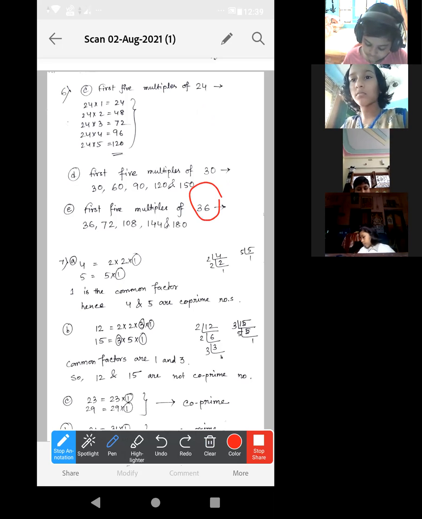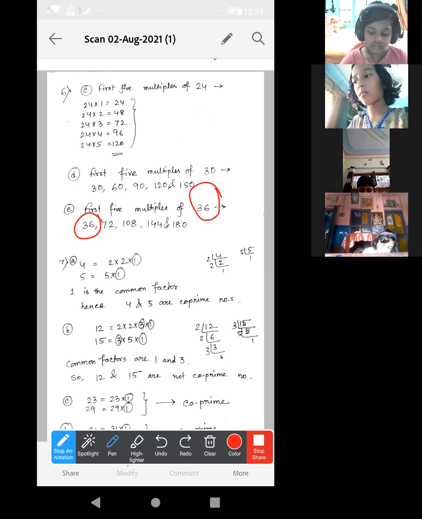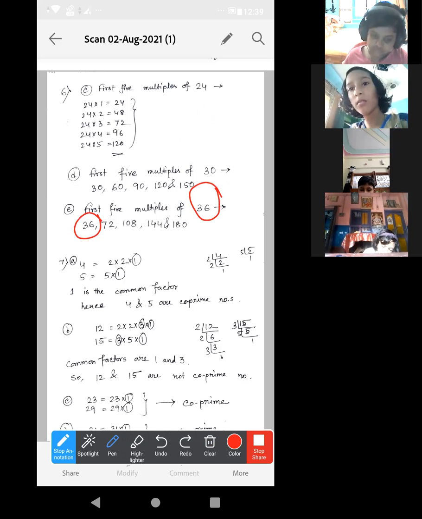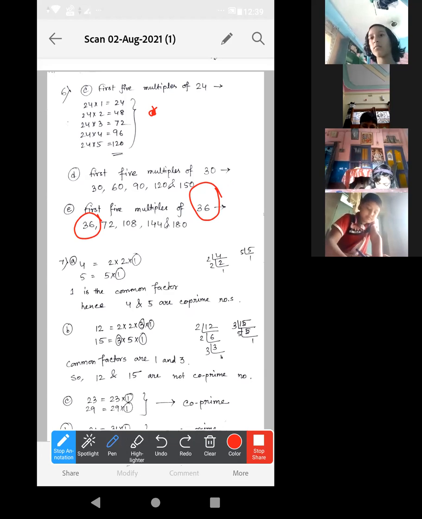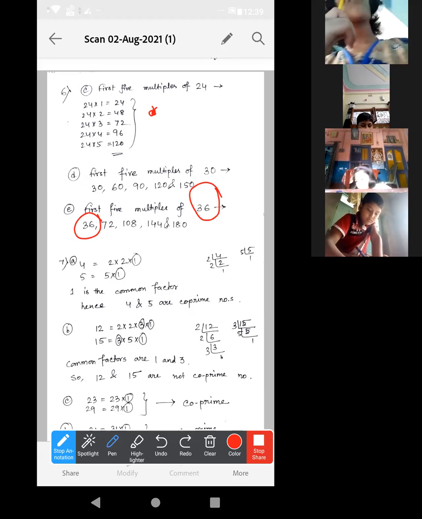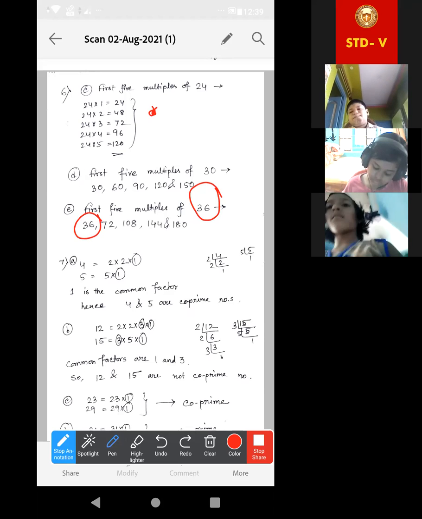Acha, multiple of 36. Then just do the calculation in the rough part. 36 into 1 is 36, the number itself. Acha, one more thing. For a number, the number itself is a factor as well as a multiple. That means 36 is a factor of itself and 36 is a multiple of 36 itself. Got it? This type of question may come in the practice set, in the Saturday weekly test, okay?